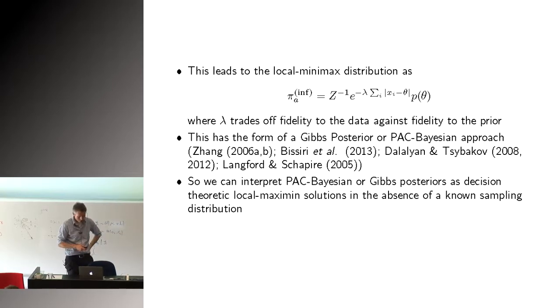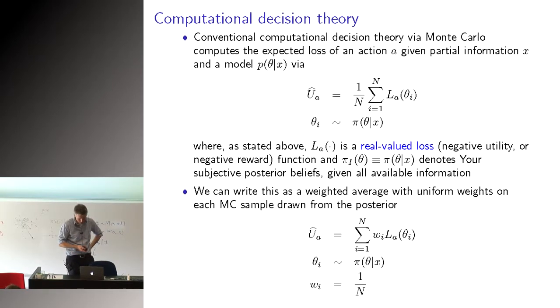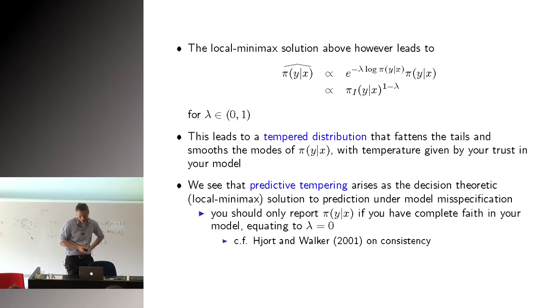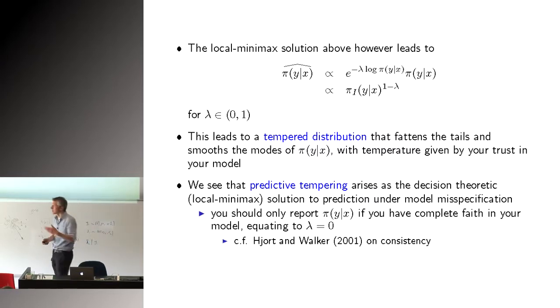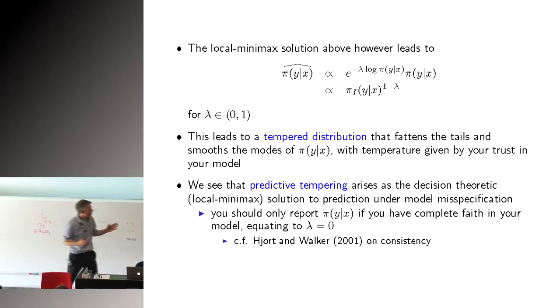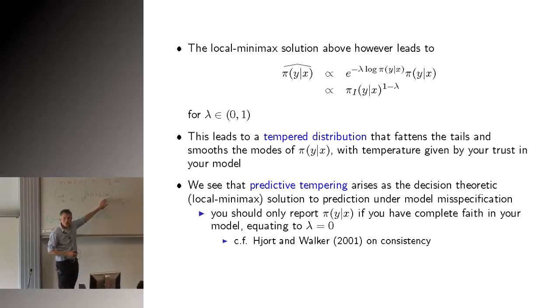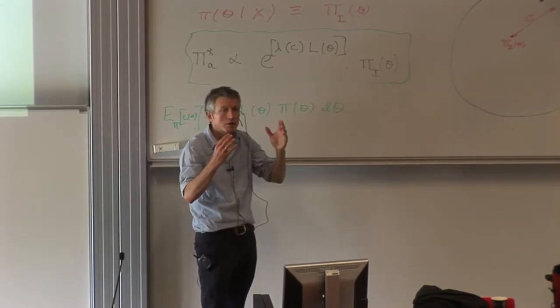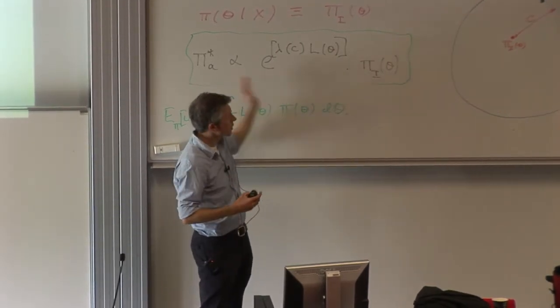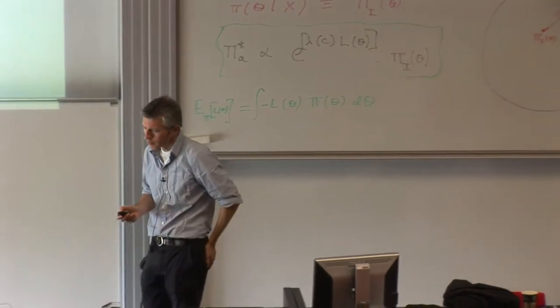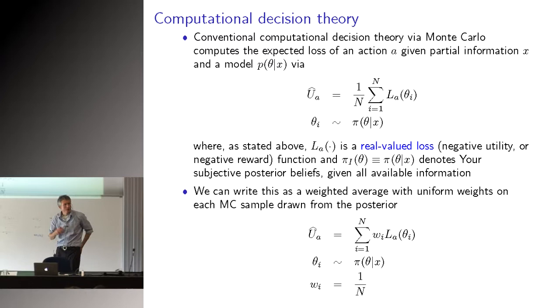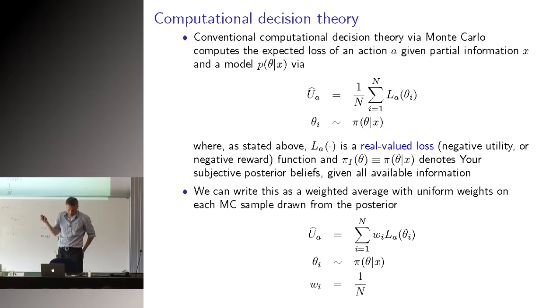I'm just looking at the time and where I want to go. I should definitely cover this: how are we going to do this in practice? I said we've got this local minimax thing. If we're doing prediction, take your distribution and heat it. That's all well and good. What happens if theta is very high dimensional, which is entirely plausible? You could have a very high dimensional object. How can I work with this system? Well, to do that, we're into the world of computational statistics.